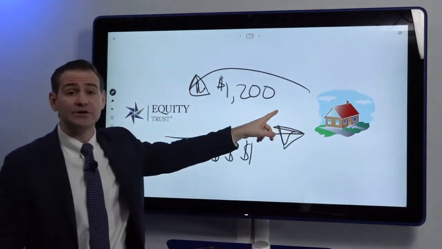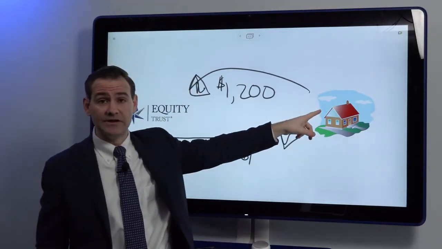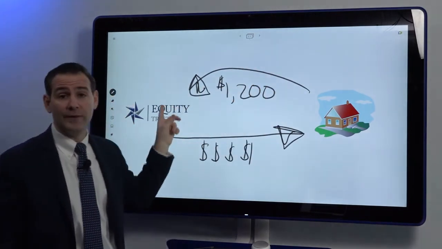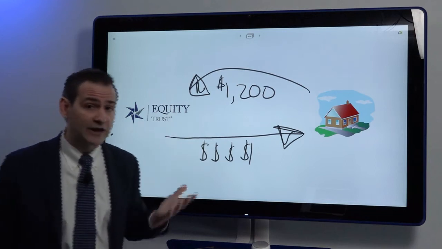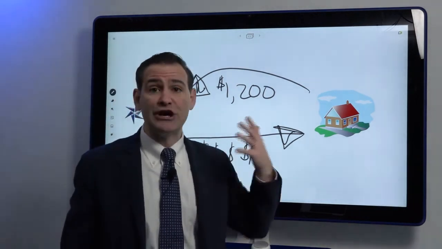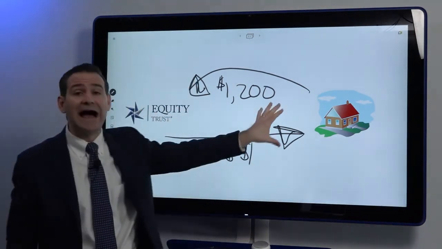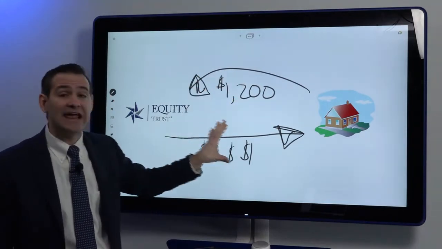If we sell the property at closing, the title company is going to wire transfer the full amount to the Equity Trust IRA. There's no long-term capital gains tax. There's no depreciation recapture, because the IRA is a tax exempt entity.